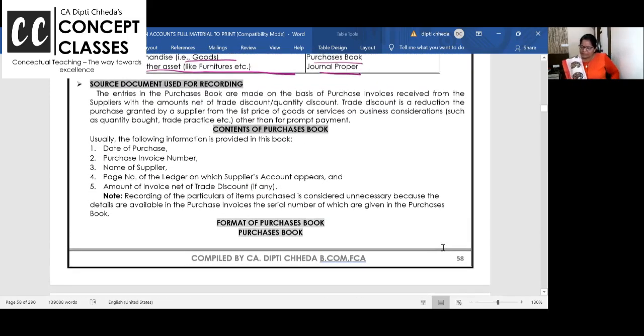Source of recording the purchase. How do you record the purchase entry? What is the source document? Purchase invoice. A file will be there where it is written. How much the purchase bill is, how much the trade discount is, how much GST was added, and so on. Date of the purchase, purchase invoice number, bill number, name of the parties, page number, and if there is a trade discount and all.